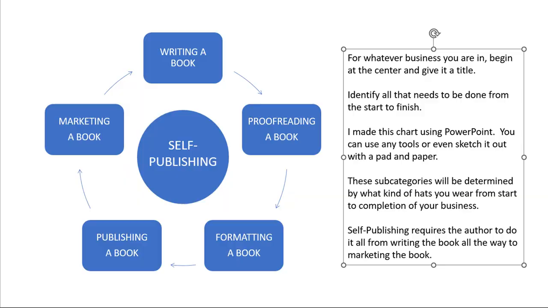Every business has many facets to it. Self-publishing is no different. As a self-published author, my business requires writing, proofreading, formatting, publishing, and marketing. Those are the 5 areas I will start with. If you are not an author but are still interested in learning these techniques, just analyze your business and make your own unique categories. Make the categories to match all of the activities of your business.